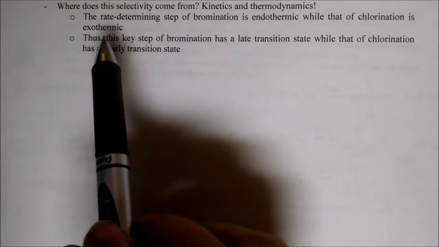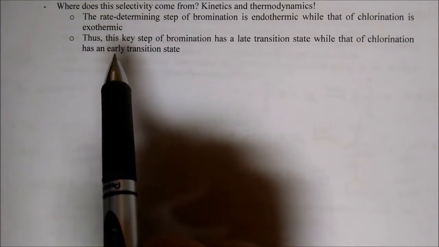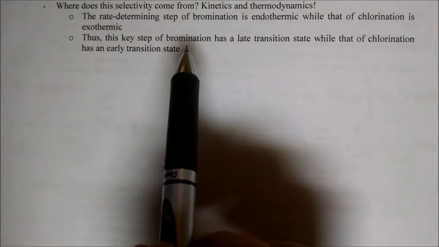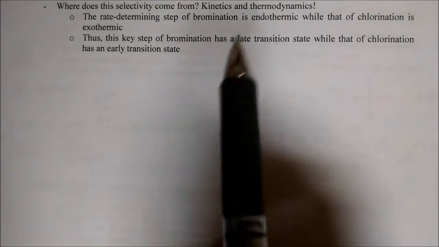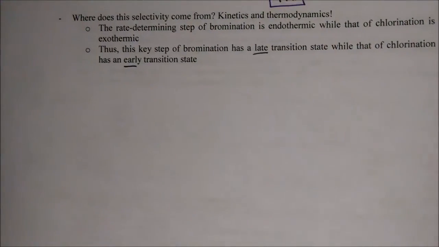Again, we're not just talking about methane, so the calculations for the delta H's are going to be different. And so the key step of bromination has a late transition state, while that of chlorination has an early transition state. We're going to see what this looks like, but first we have to calculate our enthalpies.